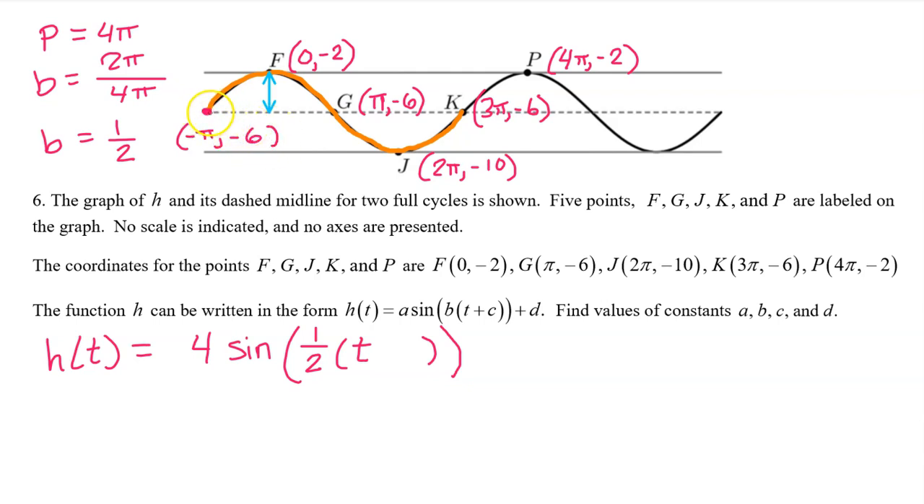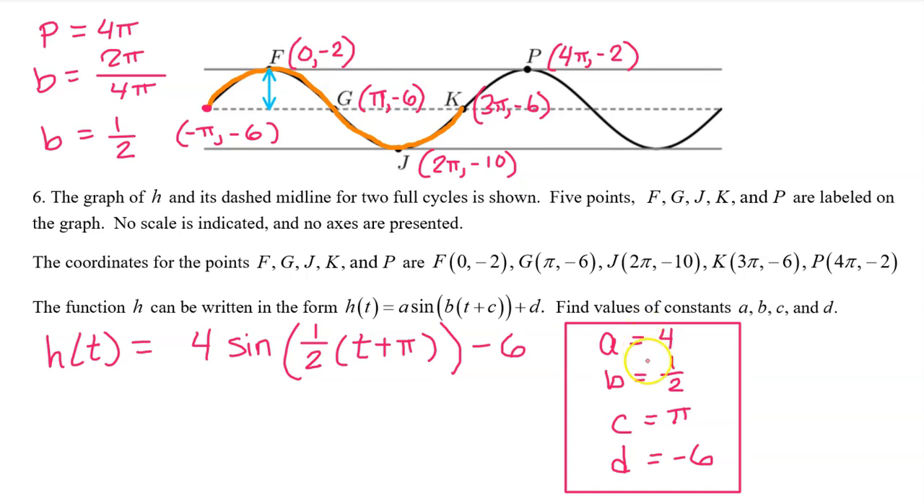So this first input value is the phase shift. The c value will always be the opposite of the phase shift. So the c value is positive pi. That just leaves the d value, which corresponds to the midline. Looking at the output values of the points on the midline, the midline is y equals negative 6. Therefore, d is also negative 6. You can either record your answer like this or leave your answer like this.